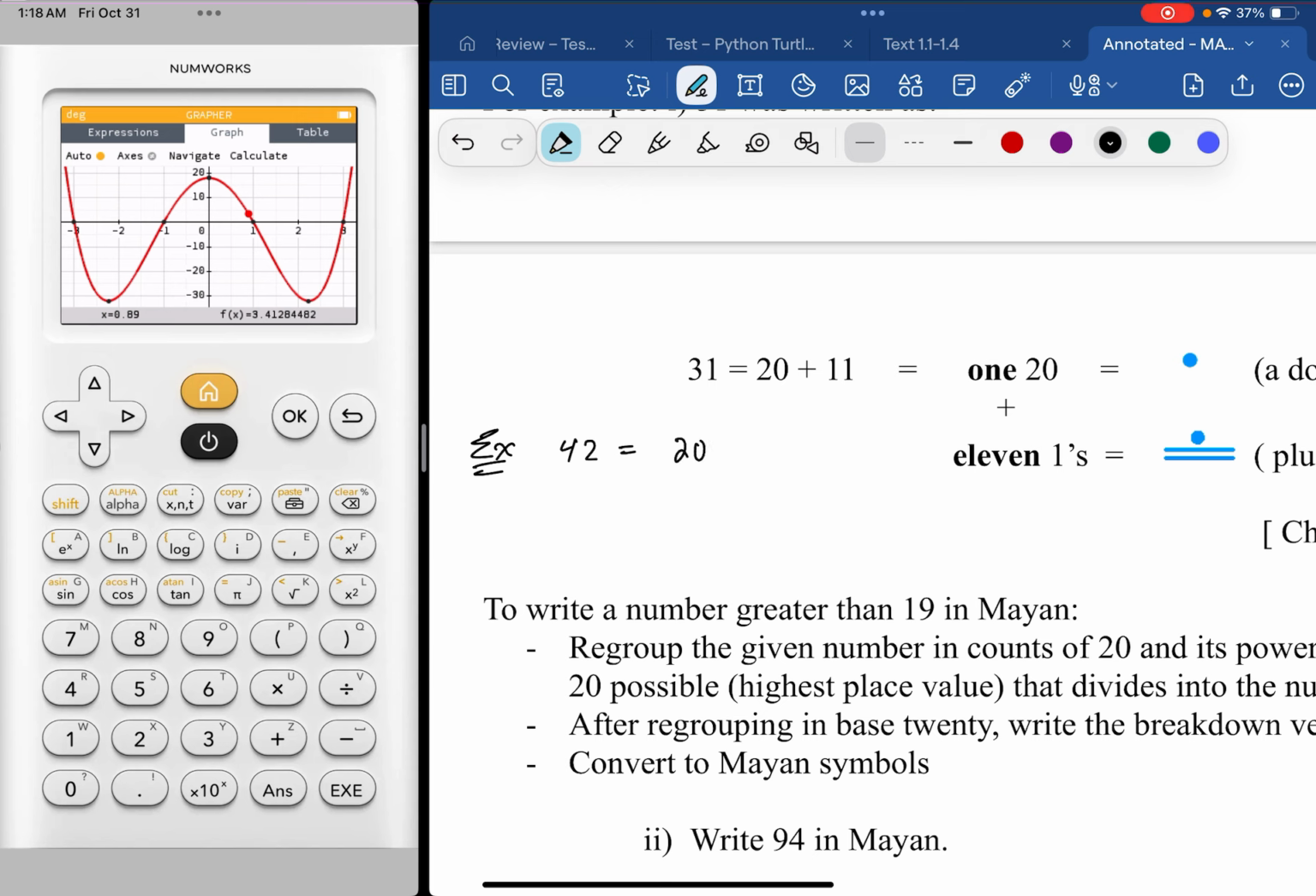So I would say that I'm looking at 20 plus 22. All right. But 22 itself is, I'll say it this way, part 20. So what we have here is 20 plus 20 plus 2. And then if I regroup this, I could look at this as two 20s and two 1s, right? So the way I would represent that would be two dots, right?